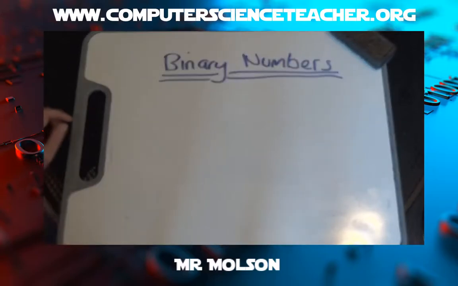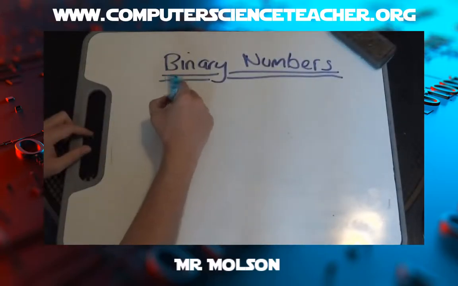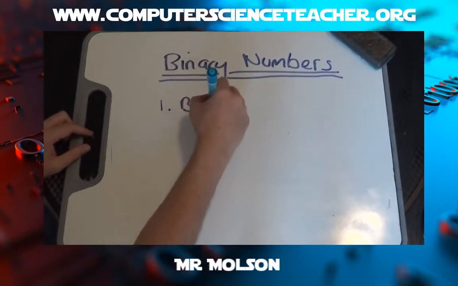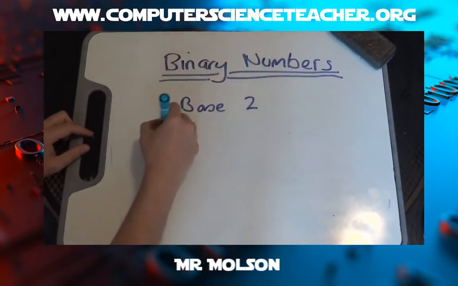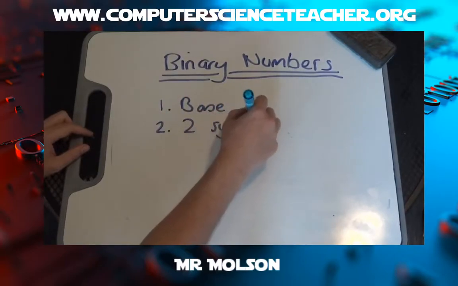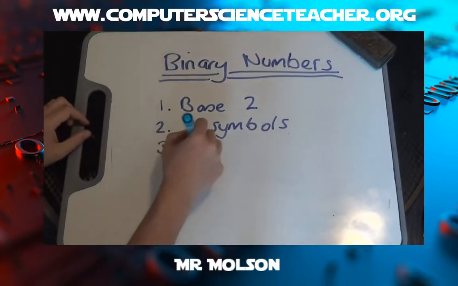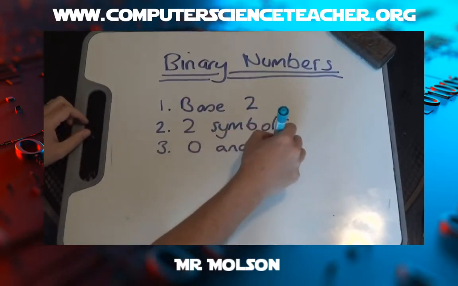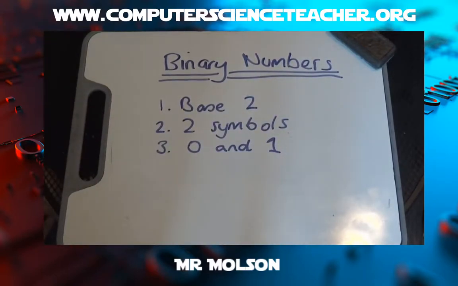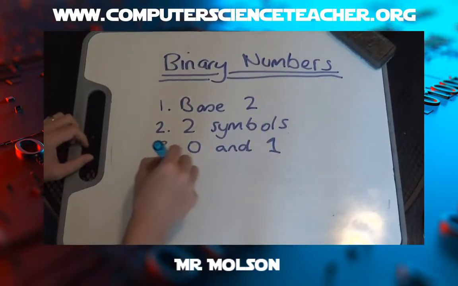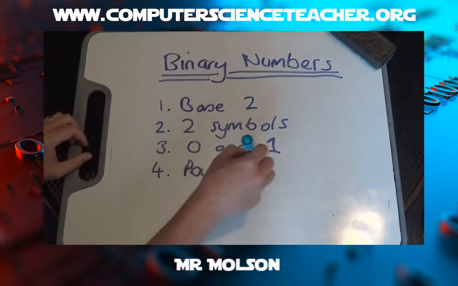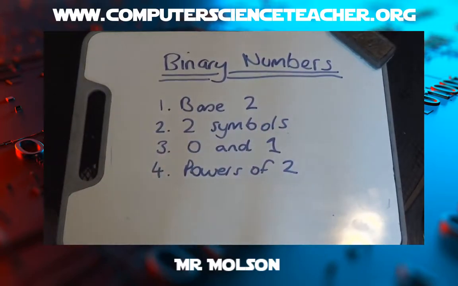Okay, so the first thing to remember is some important facts about binary. Binary is base 2. That means it's made up of two symbols, and those two symbols are 0 and 1. And that means it goes up in powers of 2. So those are the four things that you need to remember about binary numbers: base 2, that means it has two symbols, those two symbols are 0 and 1, and that means that we go up in powers of 2.